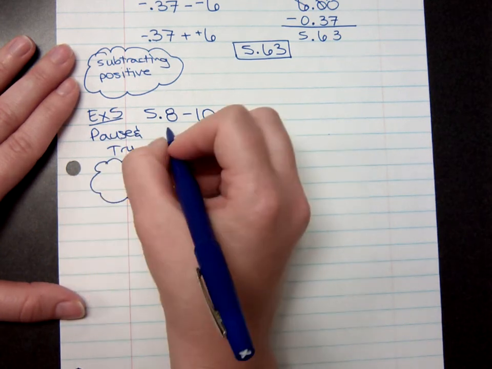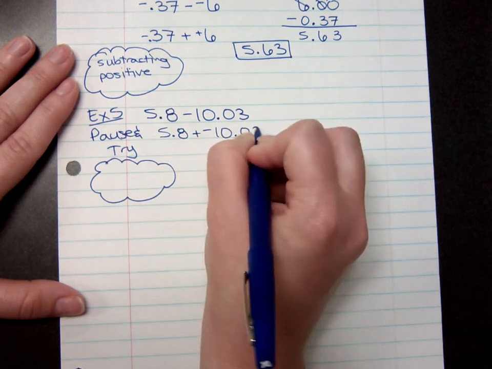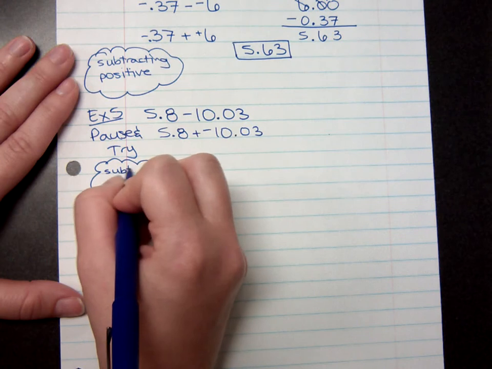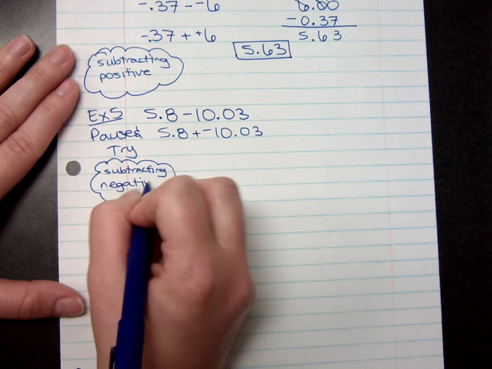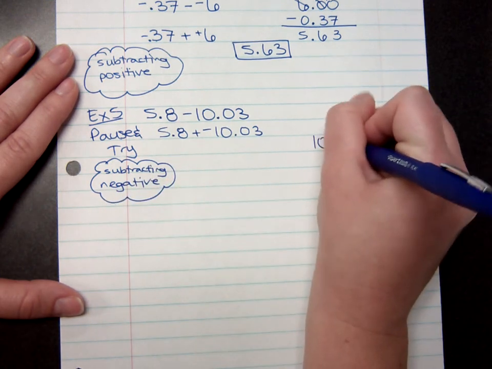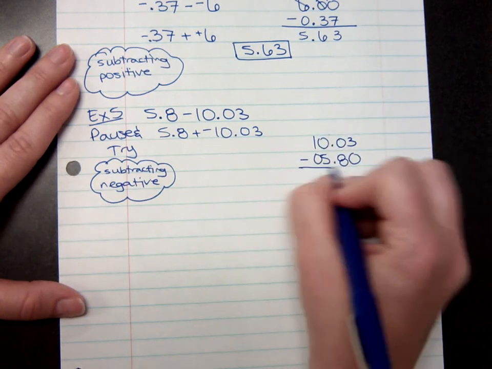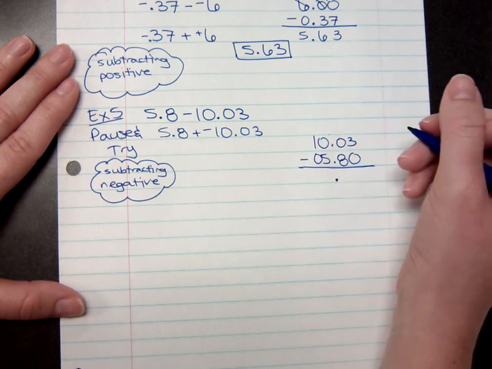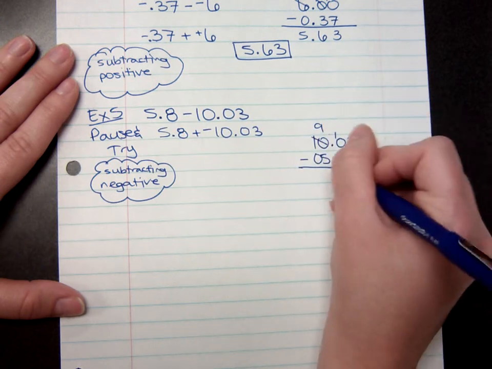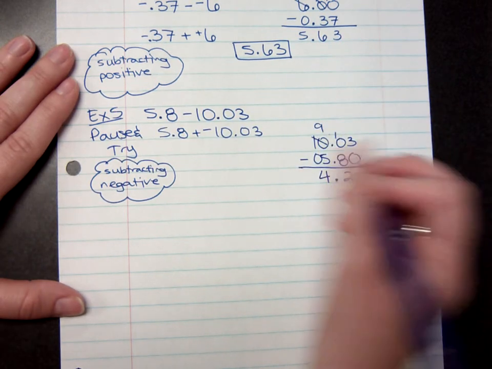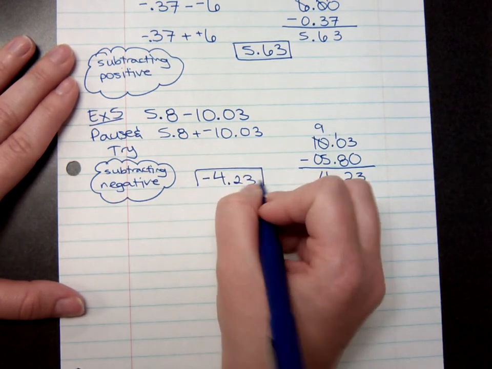So I'm going to keep change again, 5.8 plus negative 10.03. I'll really be subtracting, and my final answer will be negative. So I'm going to do 10.03 minus 5.8. Bring the decimal down. 3, let's see, 9, 2, and 4. So 4.23 needs to be negative, and I'm done.